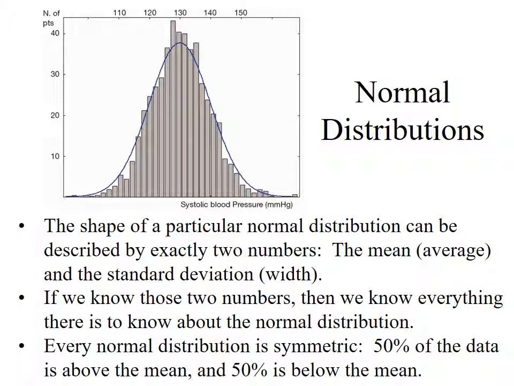So, the normal distribution can be described by precisely and exactly two numbers, the mean, the average, and the standard deviation, the width. You tell me these two numbers, I know everything there is to know about a normal distribution. Every normal distribution is perfectly symmetric. That means exactly 50% of the data is above the mean, 50% is below the mean, which is why for a normal distribution, the mean equals the median.